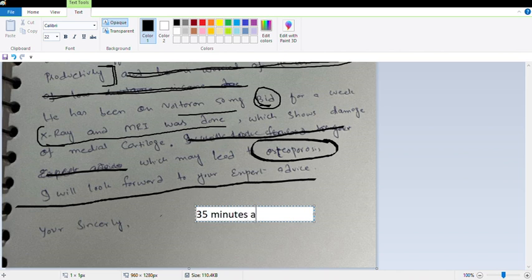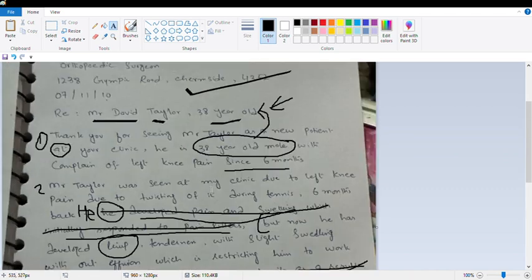So at least you have 5 minutes for proofreading. I know you are aware of proofreading, but if you are not aware what it is, send me a message and I will explain it to you. Okay, so the next thing, this letter is very short.